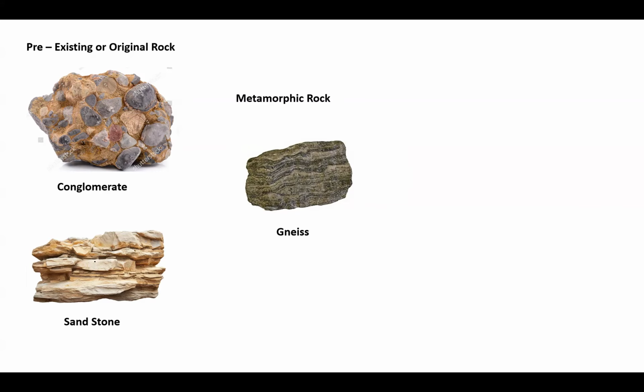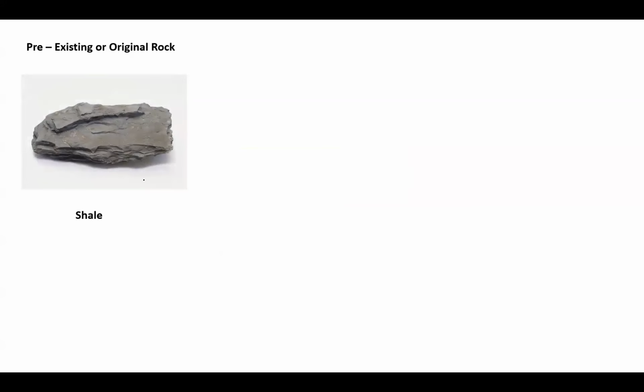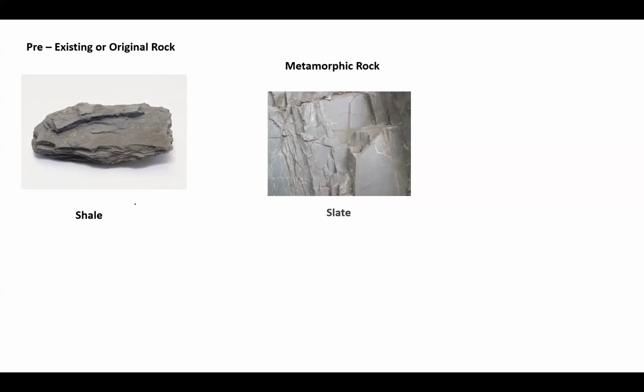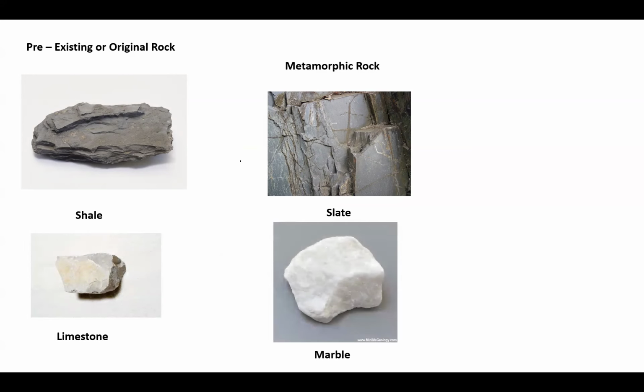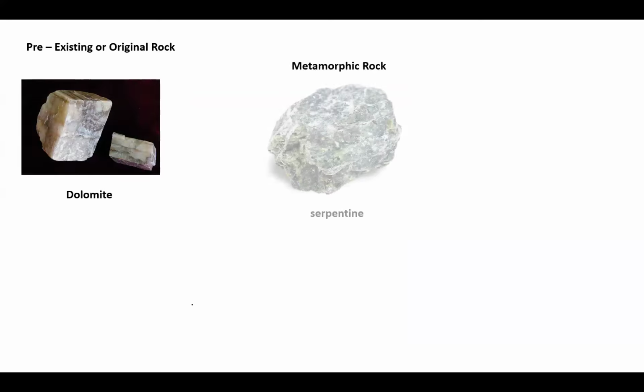So due to the heat and temperature, it leads to the formation of quartzite. Again, pre-existing rock: shale, after metamorphosis, leads to the formation of slate. Both look somewhat similar, but they are different. Limestone, due to the metamorphism, leads to the formation of marble. Another example, dolomite: due to the metamorphism, it leads to the formation of serpentine.